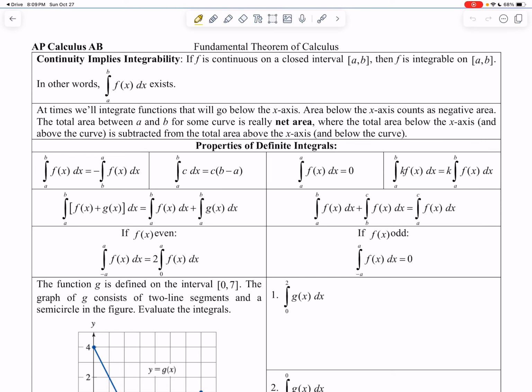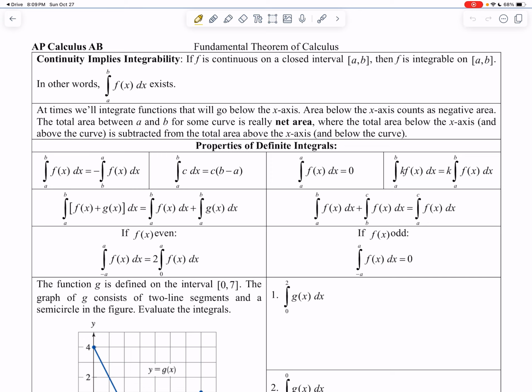Alrighty, in this video we are going to be talking about properties of integration and FTOC. First things first, continuity implies integrability. So if your function is continuous, then you can integrate it. Great.